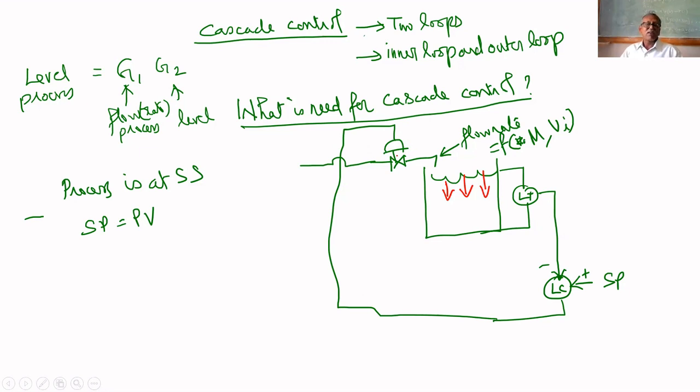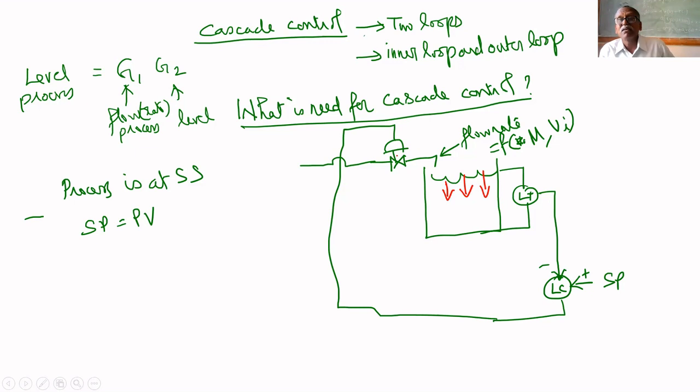Instead, suppose I have one more loop that controls flow alone. If there is any decrease in flow rate, it immediately adjusts the flow rate to the nominal flow rate. That's why the level will not decrease. The level will not be disturbed that much.